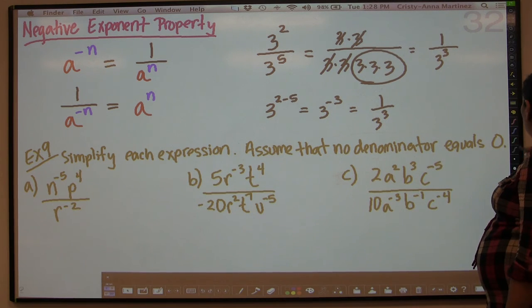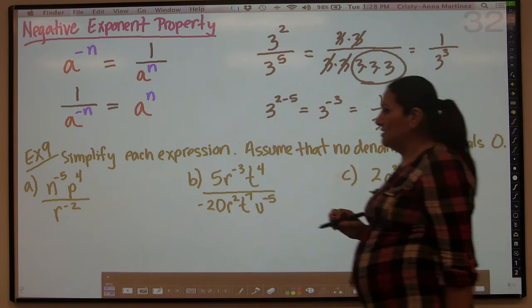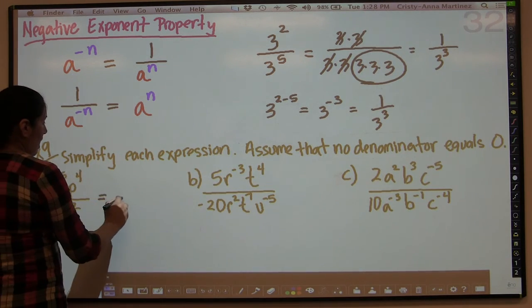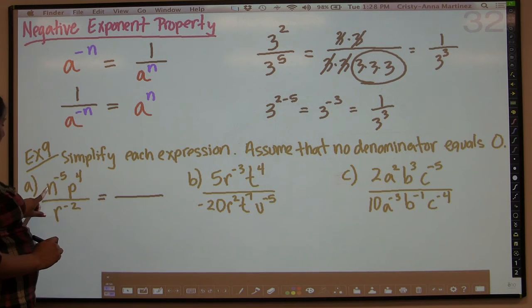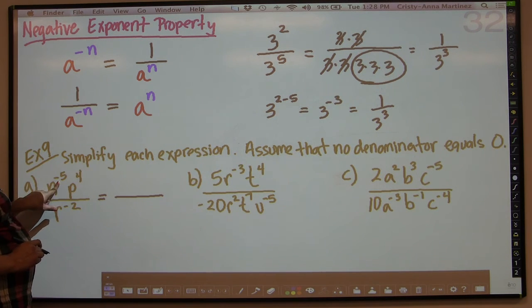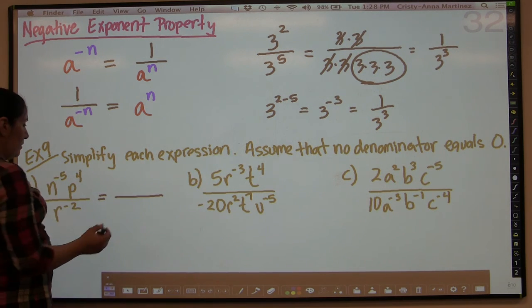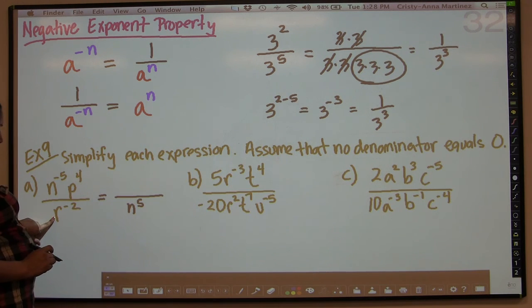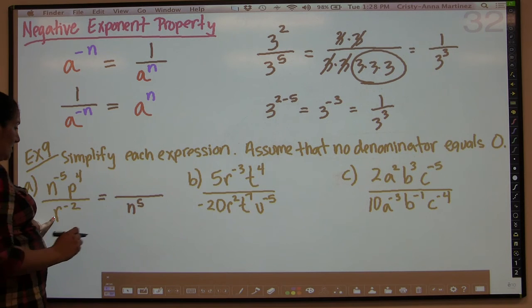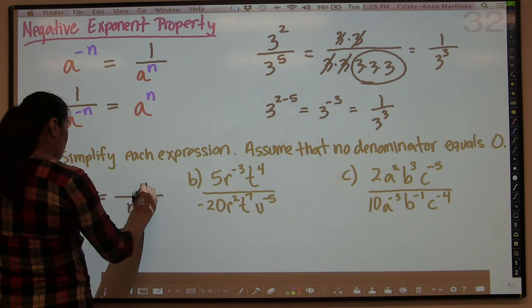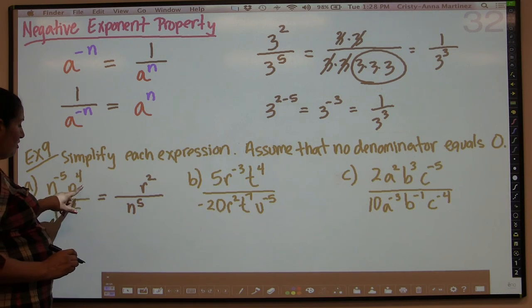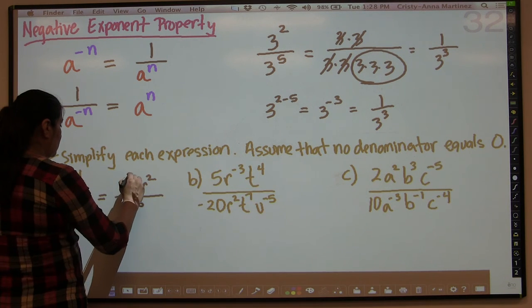All right? So we are going to do this last example here. And we can see that right away. I'm just going to draw my fraction bar. The n has a negative exponent, so I'm going to move that to the bottom and make it a positive exponent. The r is on the bottom and it's negative, so I'm going to move that to the top with a positive 2. And the p wasn't negative in the first place, so it's just going to stay where it was.